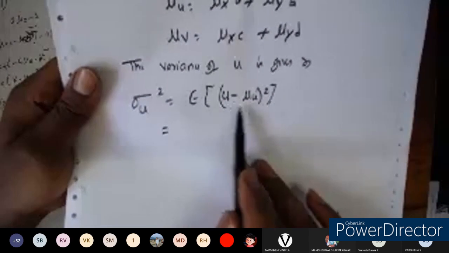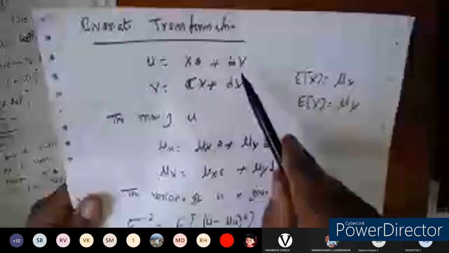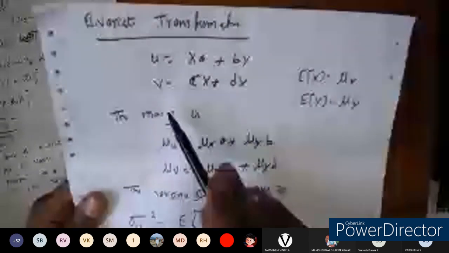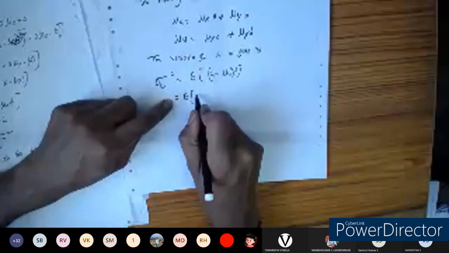Sigma u square is equal to the expected value of u minus mu u, the whole square. Substitute for u, which is nothing but ax plus by. And mu u is equal to mu x into a plus mu y into b. So let us substitute that. In the last class we substituted that also. In place of u we can substitute a into x plus by, minus mu u, which is mu x into a plus mu y into b.